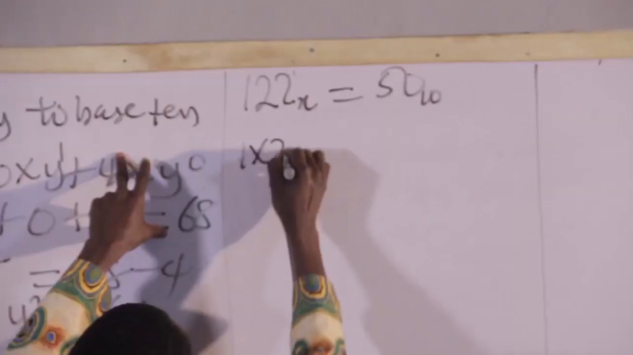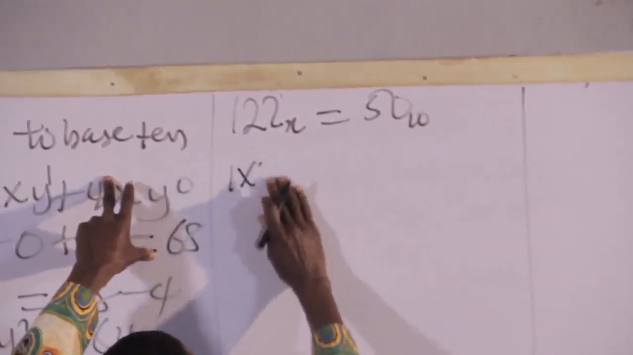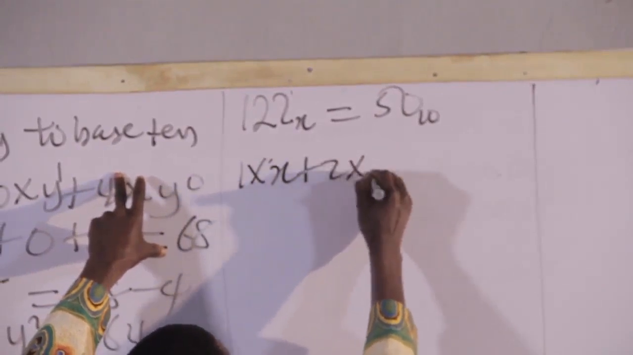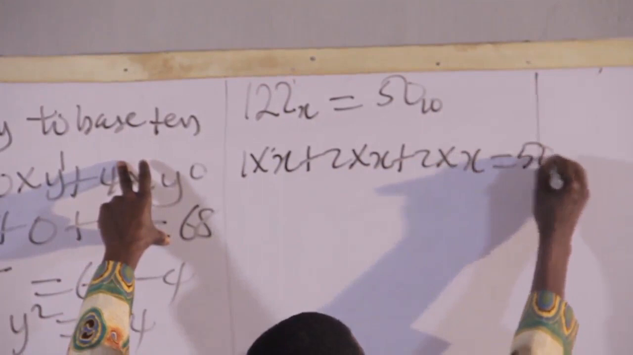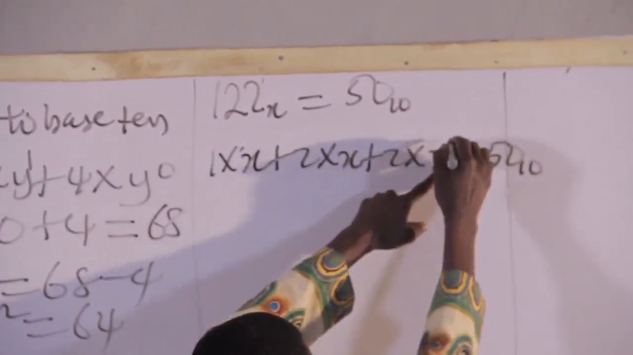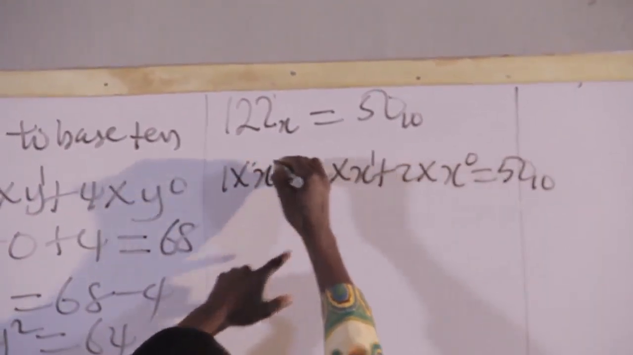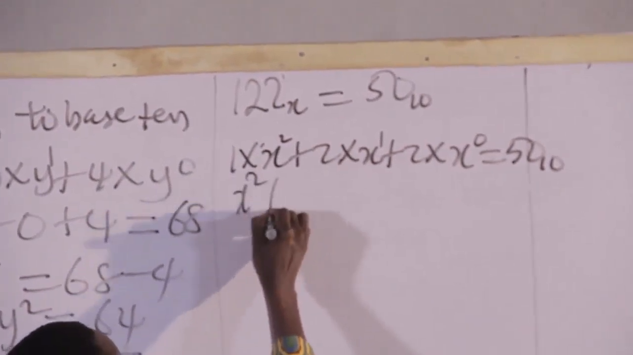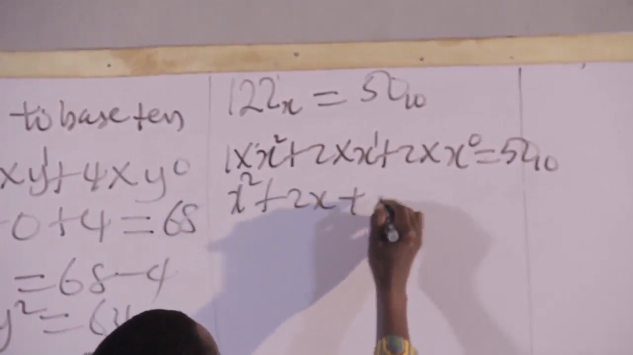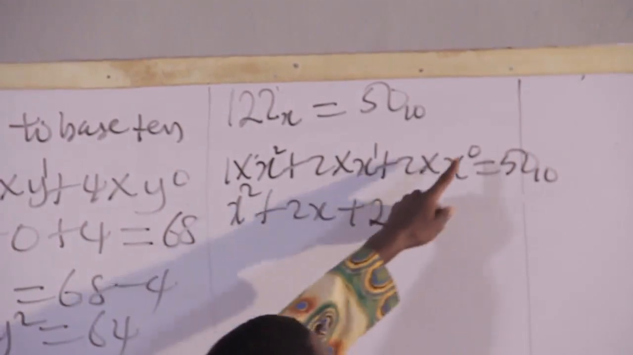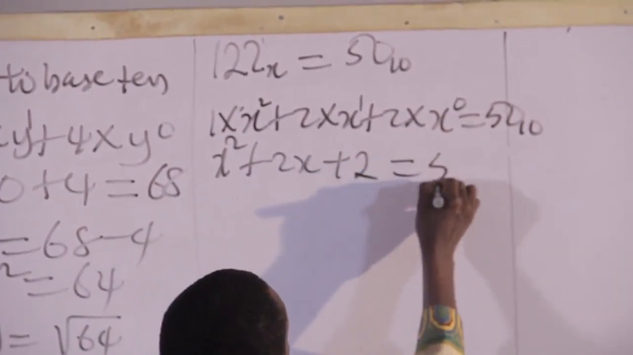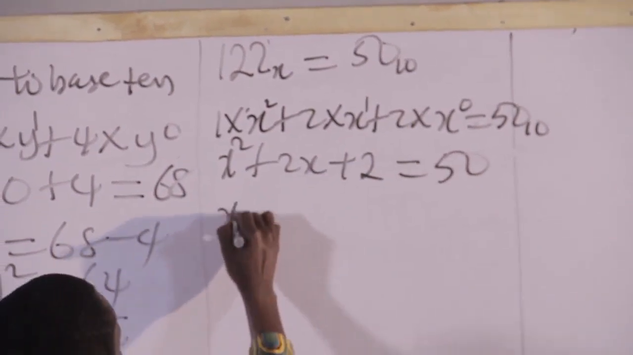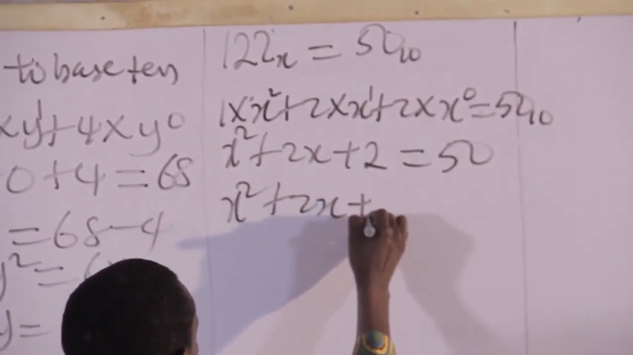So 1 times s squared, plus 2 times s, plus 2 equals 50 base 10. Like I told you, the first digit is power 0, the next power 1, then power 2. This is s squared plus 2s plus 2, because s to the power 0 is 1 and 2 times 1 is 2. Equals 50.